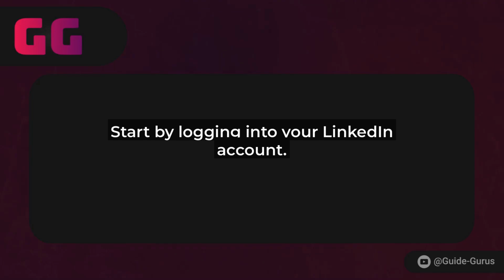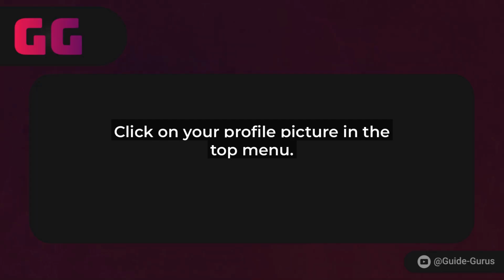First, make sure you're logged into your LinkedIn account on the website or mobile app. Once you're in, head to the top of the page where you'll see your profile picture or icon. Click on that to open the drop-down menu. From there, look for View Profile and select it. This takes you to your personal profile page.